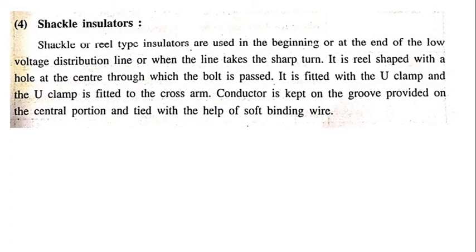Shackle or reel type insulators are used at the beginning or the ending of a low voltage distribution line, or when the line takes sharp turns. It is reel shaped with a hole in the center through which the bolt is passed. Okay, it is fitted with a U clamp, and the U clamp is fitted on the cross arm. So the conductor is kept in the groove provided at the center portion and tied with the help of soft binding wire.